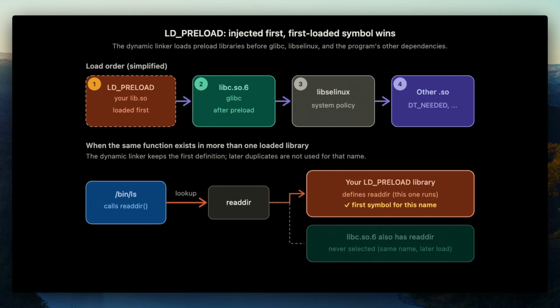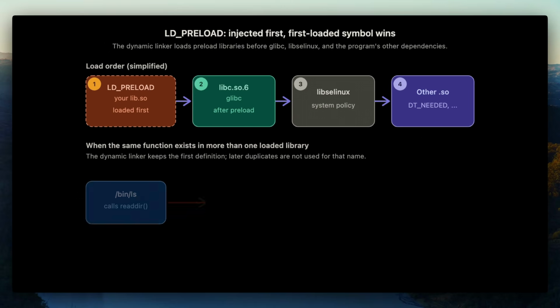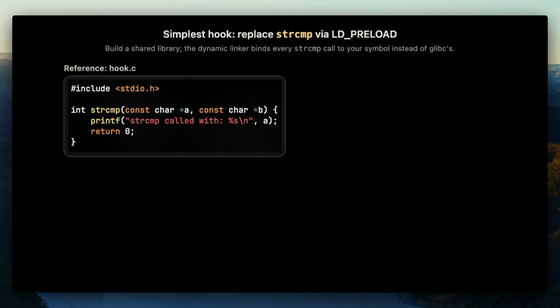And here's the critical part. When the same function name exists in multiple loaded libraries, the first one wins. So if your library and glibc both define readdir, the dynamic linker uses yours. Every time ls calls readdir, it gets your version. Glibc's version never runs.